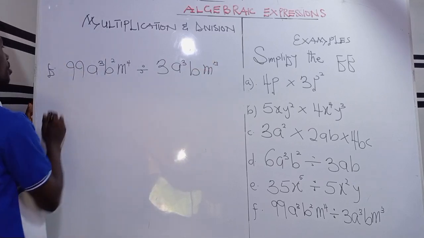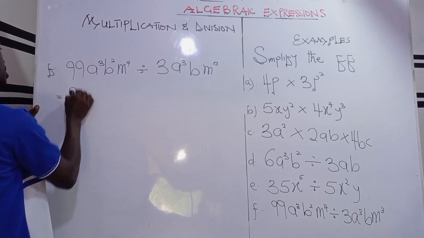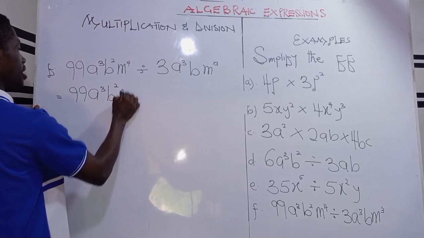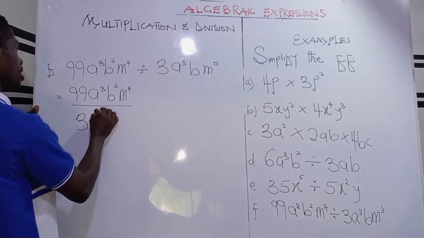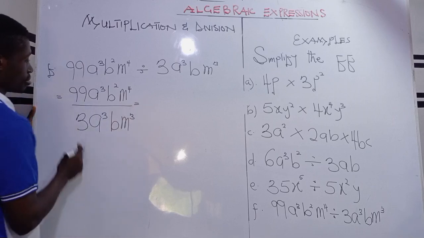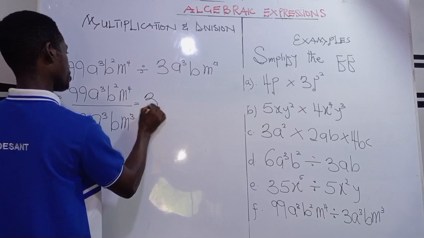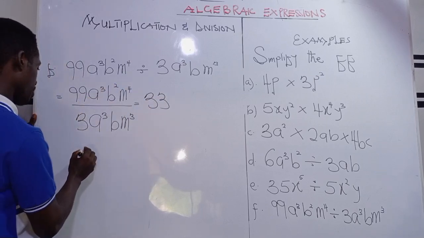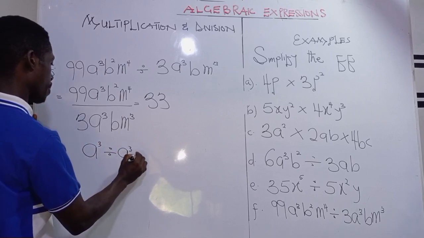So with the same process, we are going to divide numbers and then we divide the same letters together. So we are going to get 99 a power 3 b squared m power 4 all over 3 a power 3 b m power 3. So we have 99 divided by 3 will give us what? 33. Then we have a power 3 divided by a power 3.